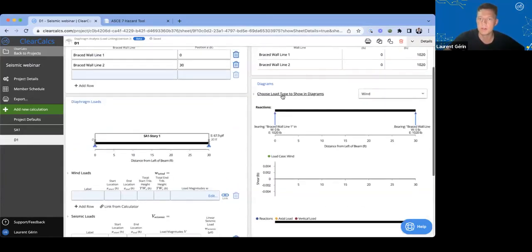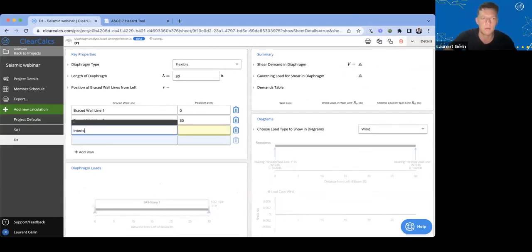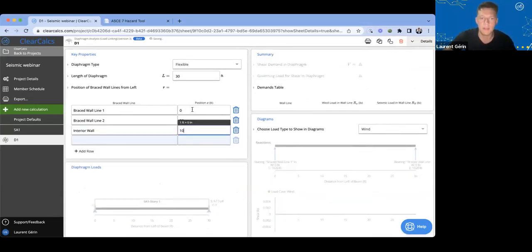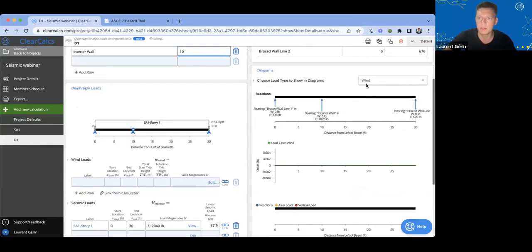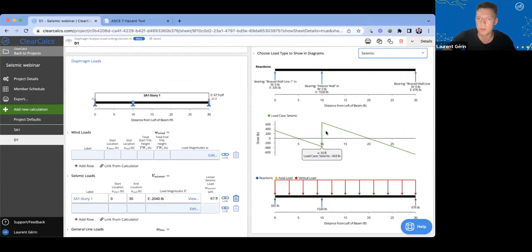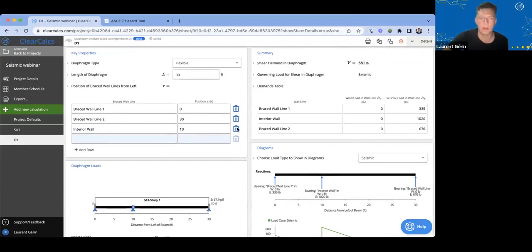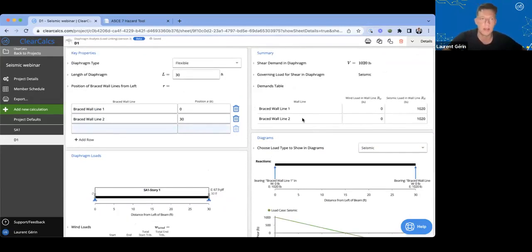And you can see here, we've got the reactions in our braced wall lines, right? So 1,020 pounds on each. Pretty simple, because it's a simple one. If I had, say, an interior shear wall line, I could also add this. So an interior wall, I could add it, say, at 10 feet. And if I switch this to seismic, we would see how the shear gets distributed along the diaphragm, and you could see the reactions. So we'd have 335, 1,020, et cetera. But right now we won't have the interior wall, so we'll just keep this as is.